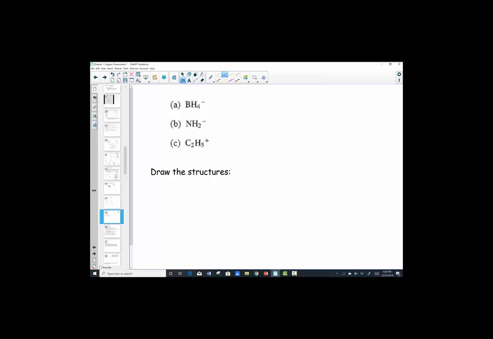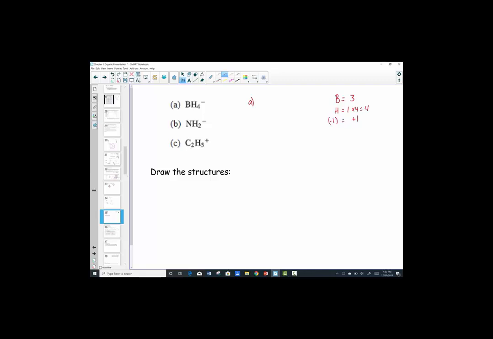Going the opposite way, I wanted to try some examples like this as well. Draw the structures and make sure that you can place the formal charge where it belongs. So let's model that with letter A, BH4 -1. Boron lives in group 3A, so it will contribute 3 electrons. Hydrogen lives in group 1, but there's 4 of them, so that's 4 total electrons. And the -1 charge means you have 1 additional electron.